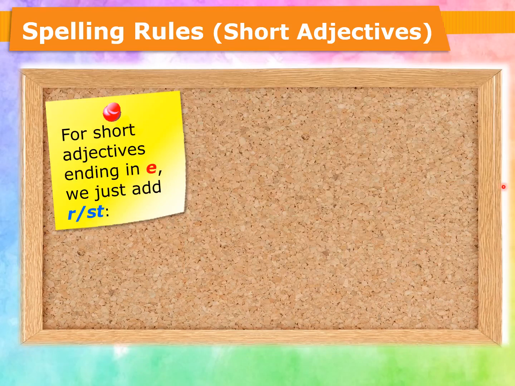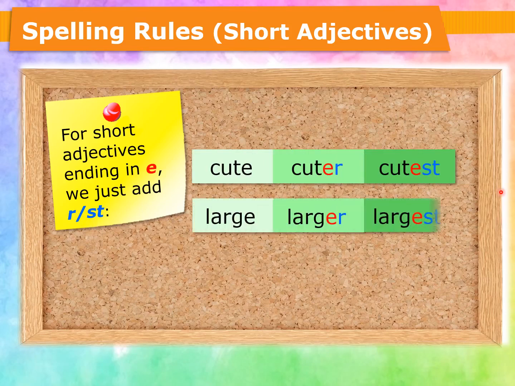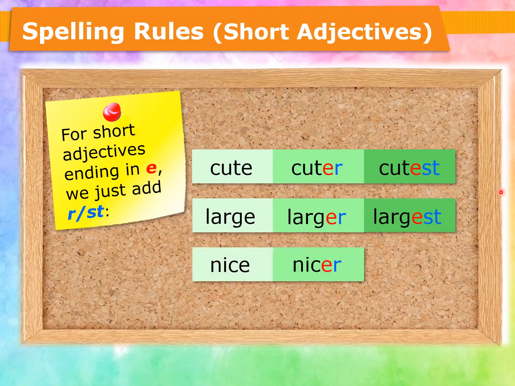For short adjectives ending in letter E, we just add r or st. For example, cute, cuter, cutest. Large, larger, largest. Nice, nicer, nicest.